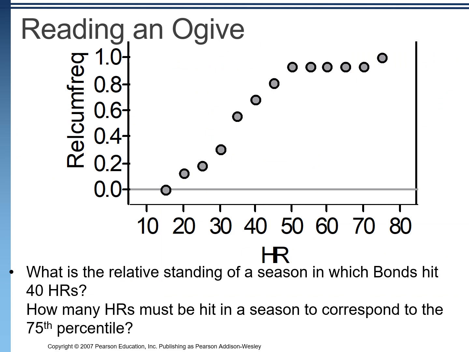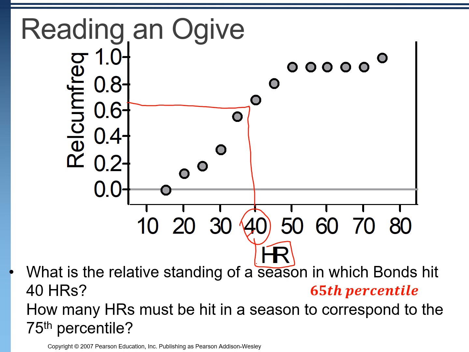We can answer a lot of questions from an ogive. So for example, what's the relative standing of a season in which Bonds hits 40 home runs? So we just look for home runs. That's across the bottom here. We're at 40. So that would be about there. Over, we'll call that 65. So that's the 65th percentile if he manages to hit 40 home runs in a season.